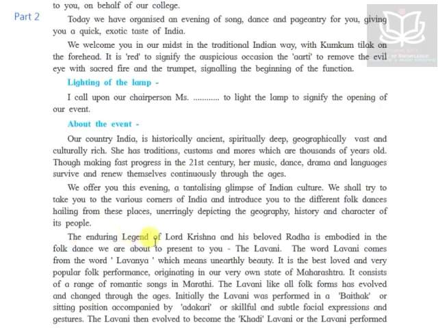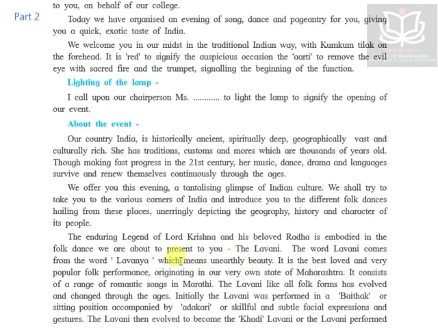The enduring legend of Lord Krishna and his beloved Radha is embodied in the folk dance we are about to present to you, the Lavani. The word Lavani comes from the word Lavanya, which means unearthly beauty. It is the best loved and very popular folk performance originating in our very own state of Maharashtra.